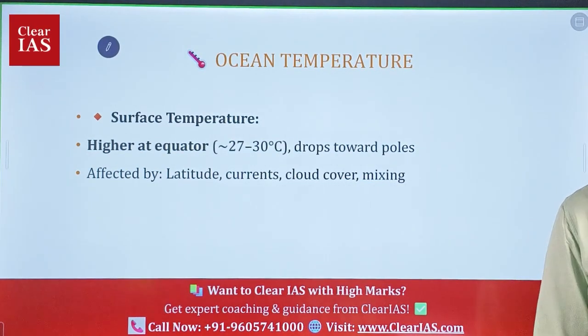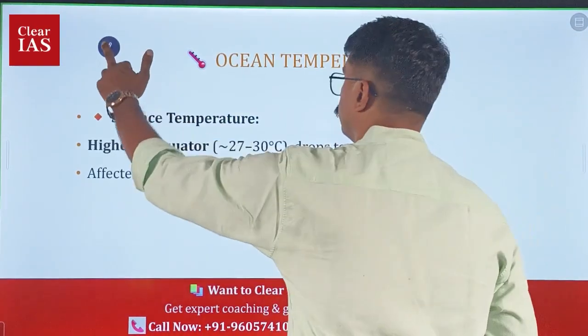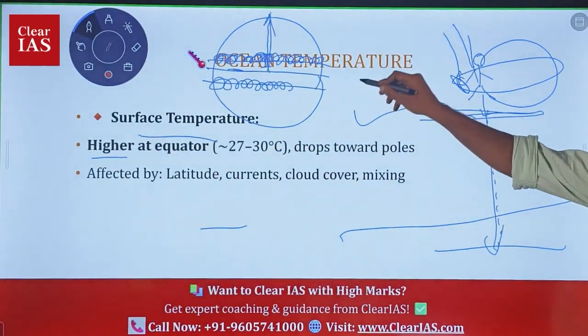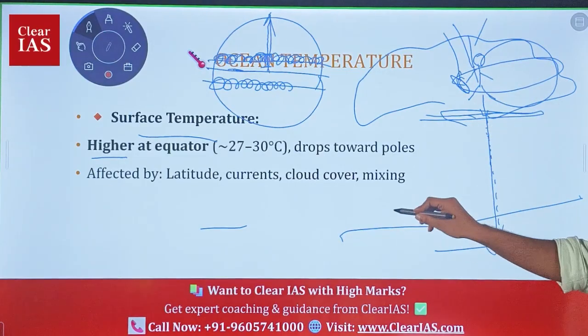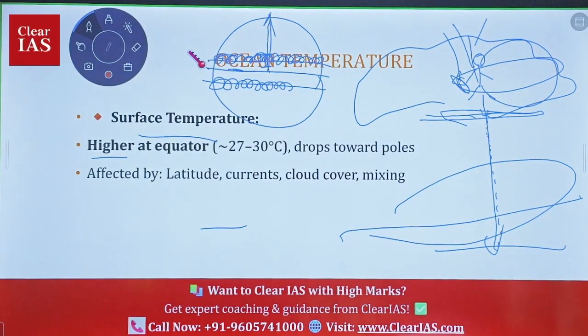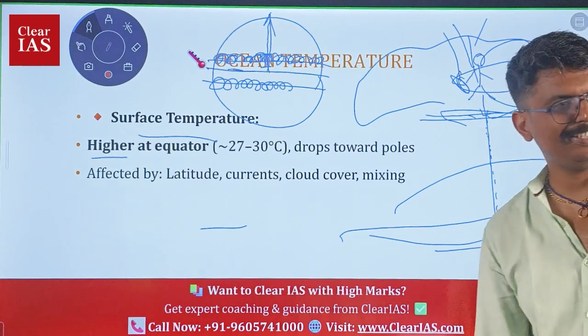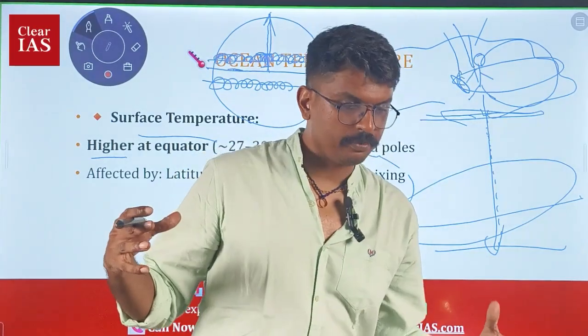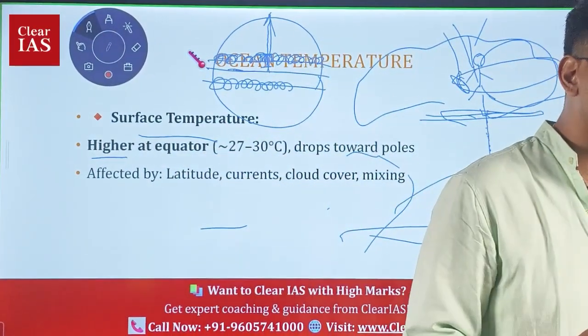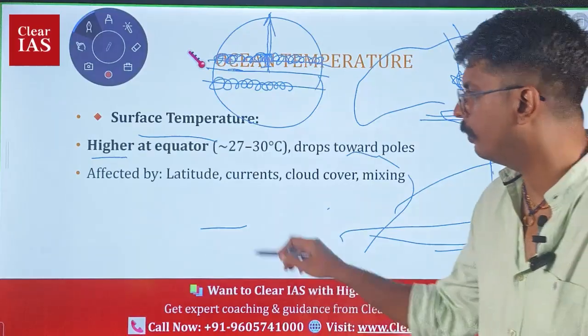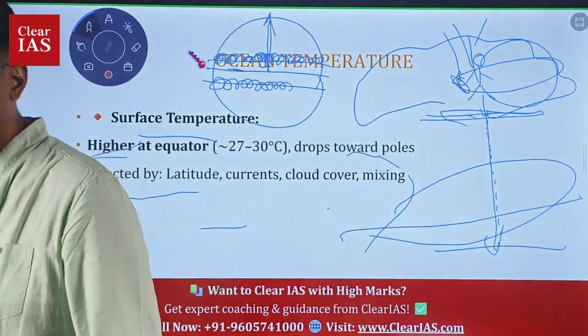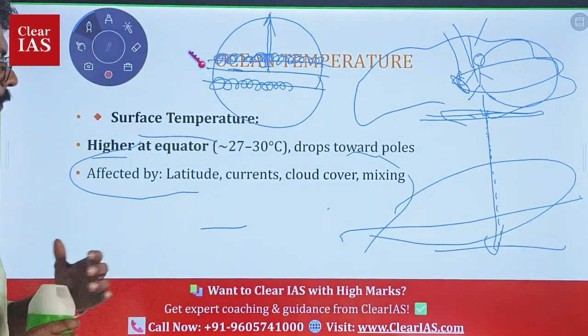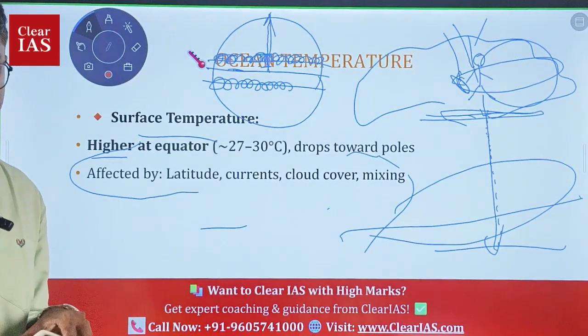Cloud cover. Simple. If there is a vast ocean and suddenly there is a big cloud cover, sunlight will not pass and the temperature below that would decrease. It's the same way we feel here. So it's very hot, suddenly a cloud cover comes and you feel it, right? Then mixing of water, cold currents and warm currents coming and mixing together, this also causes change in temperature. So write down factors that cause change in surface temperature: latitudes, currents, cloud cover and mixing.